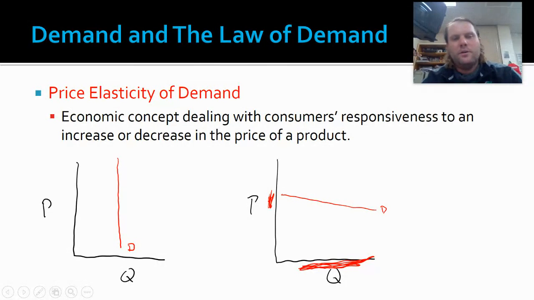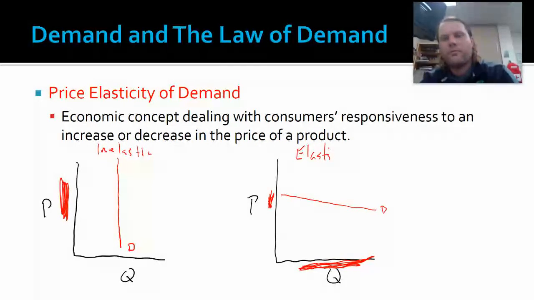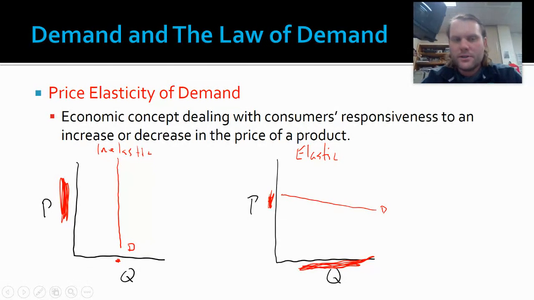So inelastic, I better label these, elastic. Inelastic: big price change, small quantity change. Elastic: small price change, big quantity change. The way I remember it is, if I can remember how to label these axes, my inelastic curve looks more like an I. Inelastic starts with an I. That's one way I remember it. As you get familiar with these graphs, you can remember small little things like that. They help you walk yourself through the test.